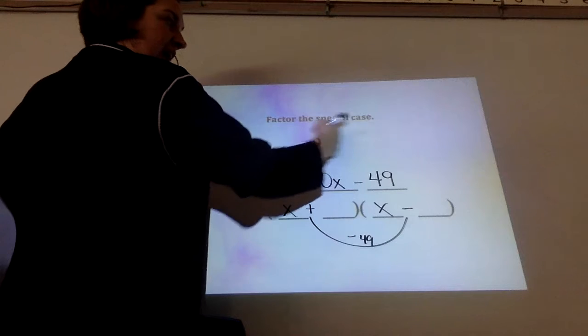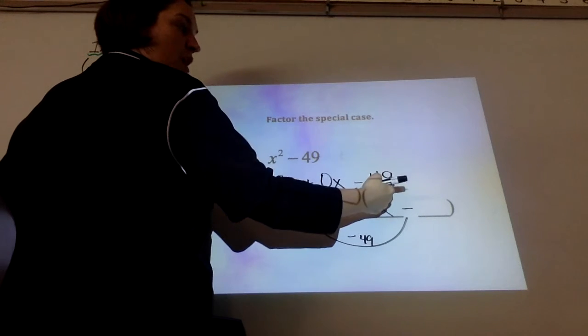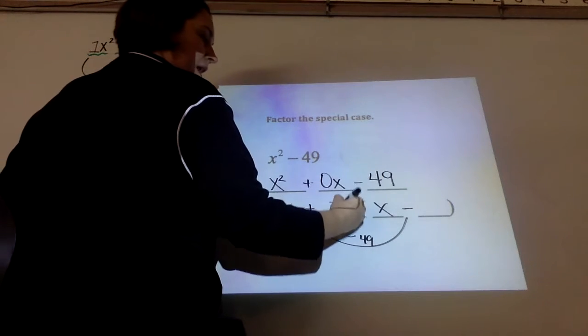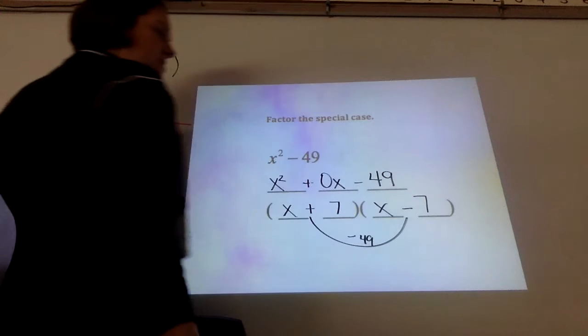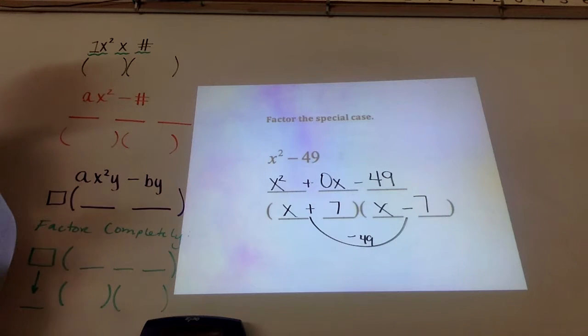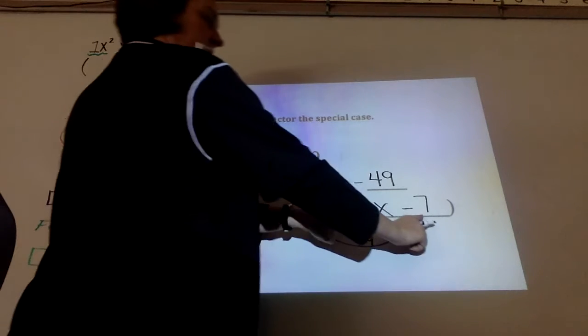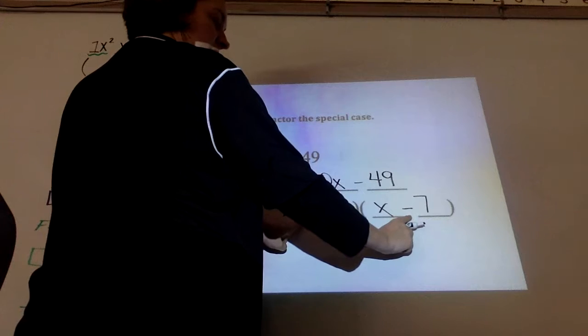In the special case examples, the number at the end will always be made up by a perfect square. 7 and 7 are the answers. They will be the same numbers. Notice, same numbers, opposite signs.